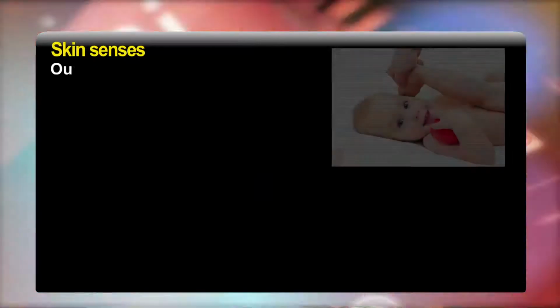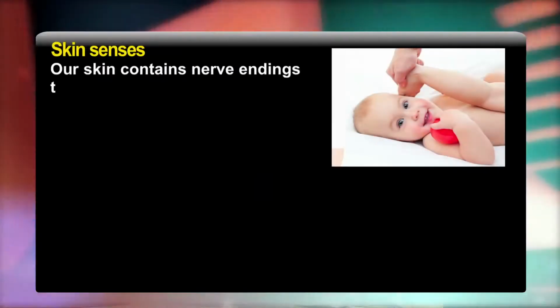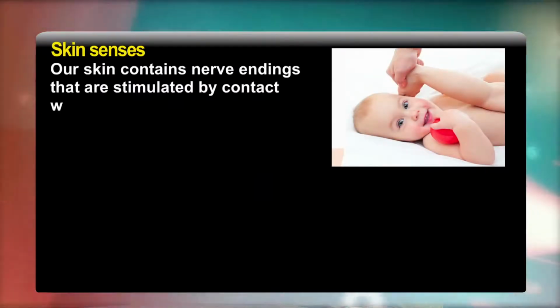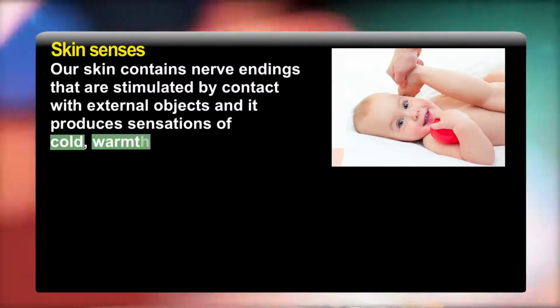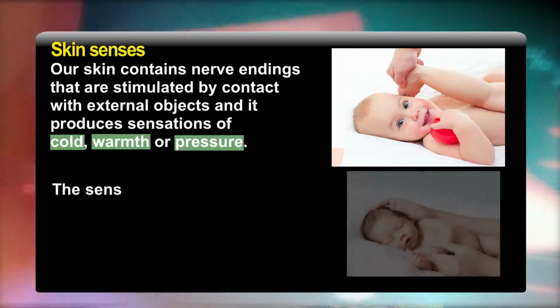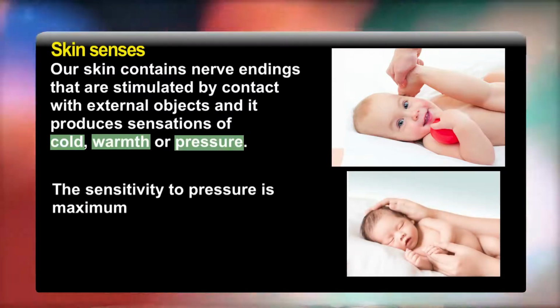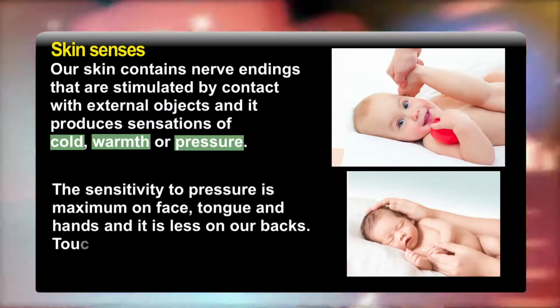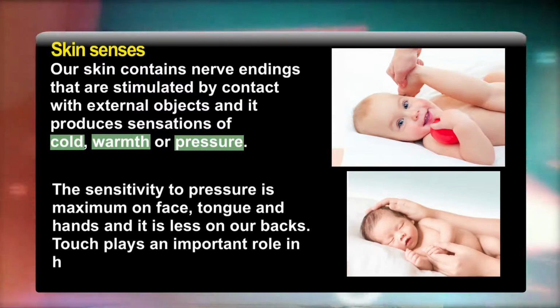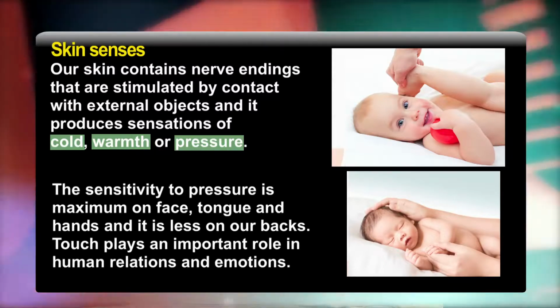Skin senses. Our skin contains nerve endings that are stimulated by contact with external objects, and it produces sensations of cold, warmth, or pressure. The sensitivity to pressure is maximum on the face, tongue, and hands. It is less on our backs. Touch plays an important role in human relations and emotions.